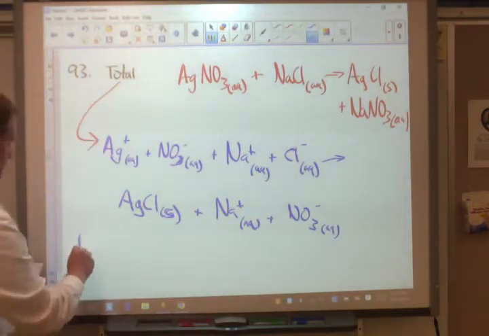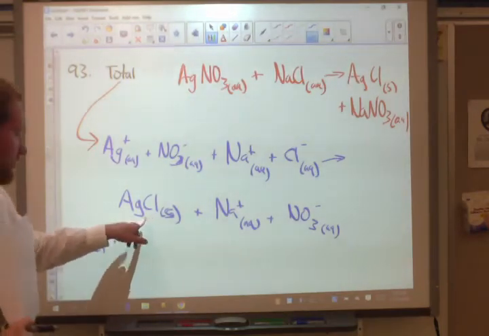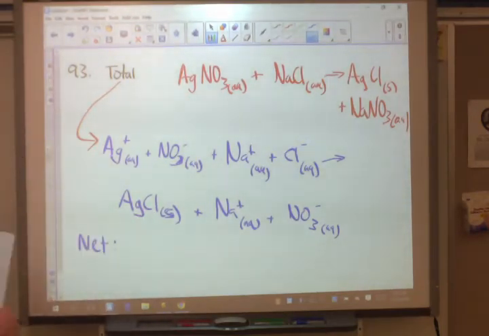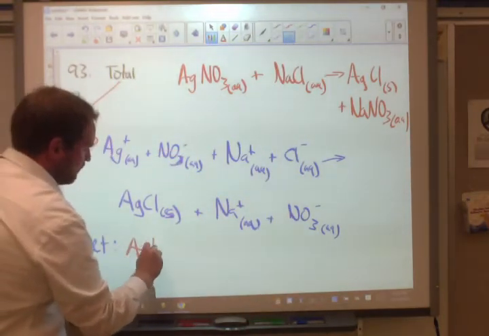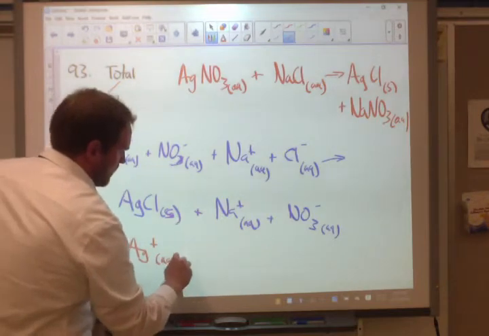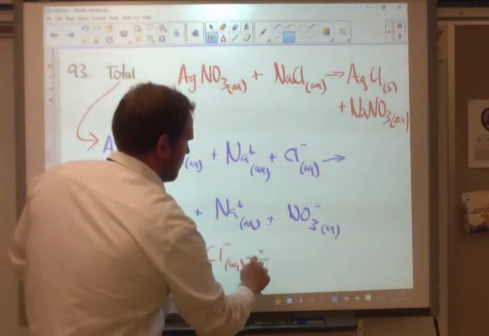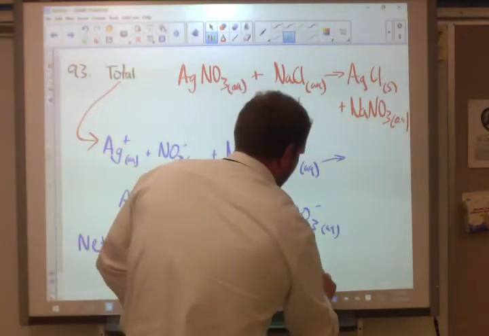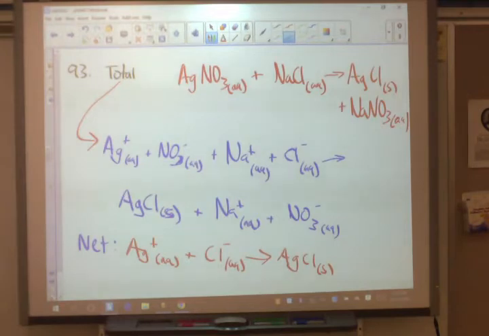The net ionic equation is just the things that are going to change, or in other words, you're going to take out your spectator ions. So the only thing I form here is AgCl solid. So this is just going to end up being Ag plus aqueous plus Cl minus aqueous yields AgCl solid. That's my net ionic equation because I removed everything that doesn't really do anything.